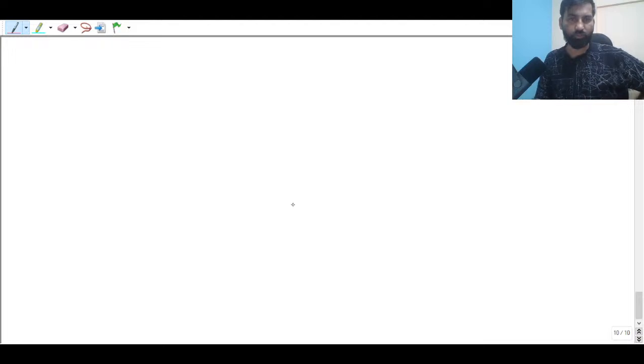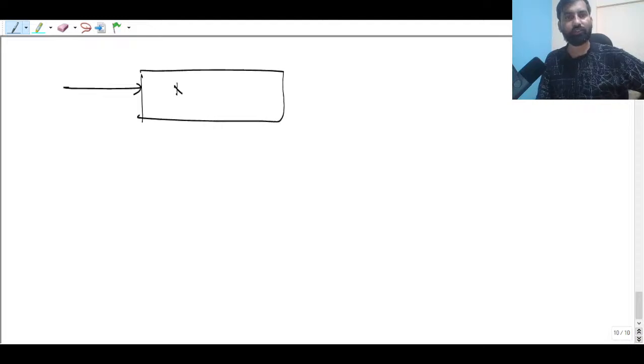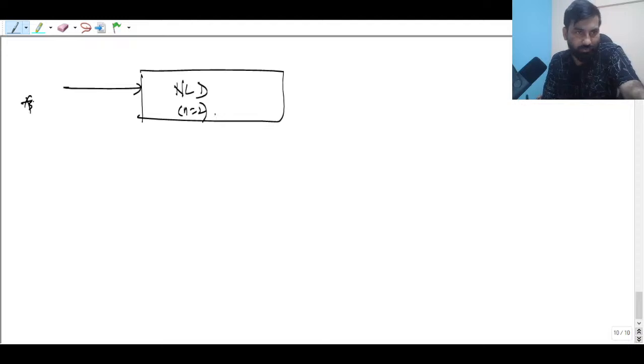So let me use some different color. Here it will be a non-linear device, we call it NLD. N is going to be 2, that is nothing but square, square law we call it, that is why N equal to 2 here. And let us assume that the noise is zero. Whatever signal you are receiving is nothing but the original AM signal.